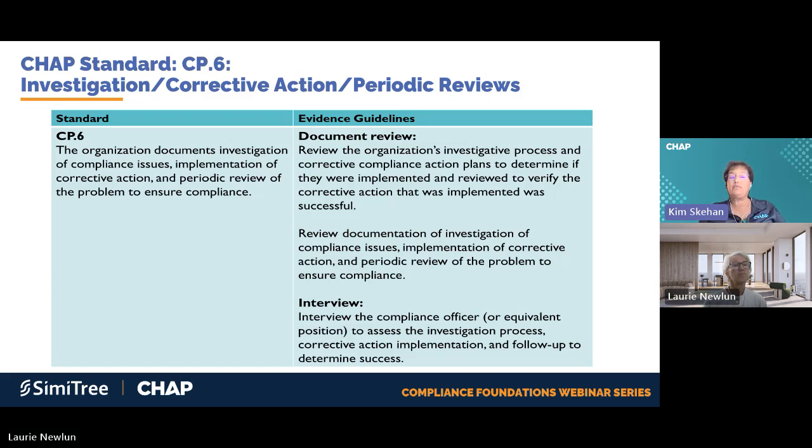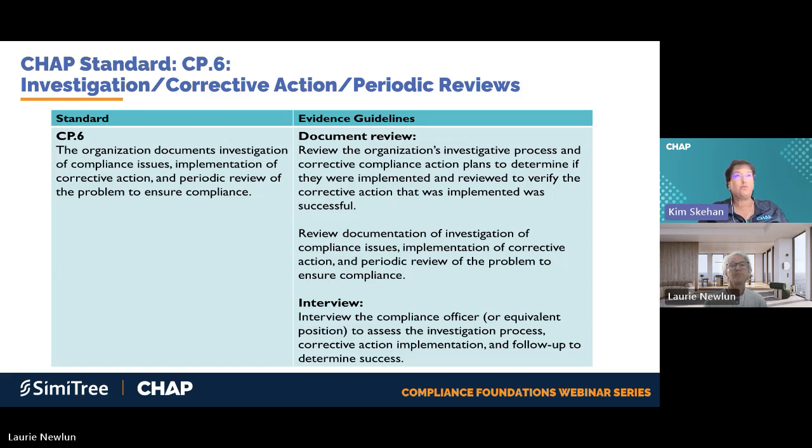We will review the documentation of your investigation of compliance issues and the implementation of that corrective action in your process for periodic review, as well as interviewing the compliance officer, as well as staff to be able to assess the effectiveness of the investigative process and what your next steps were in terms of follow-up based on those findings.